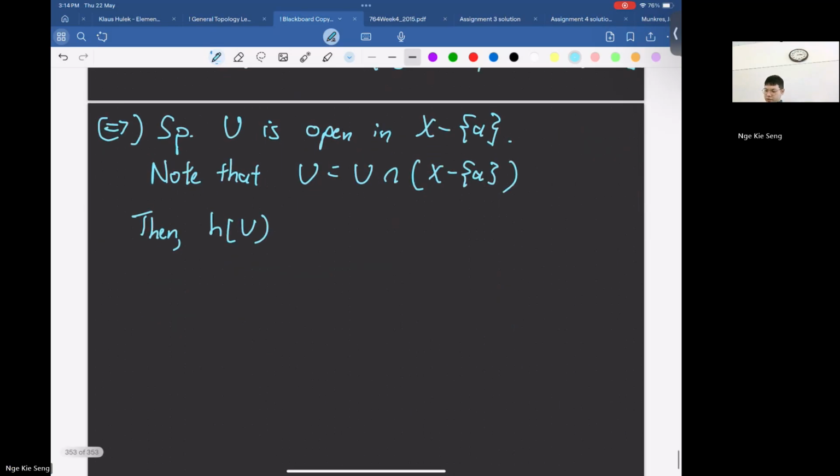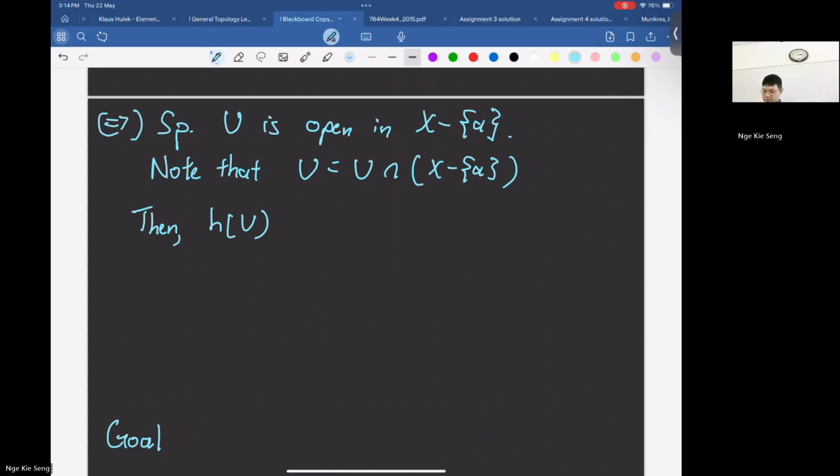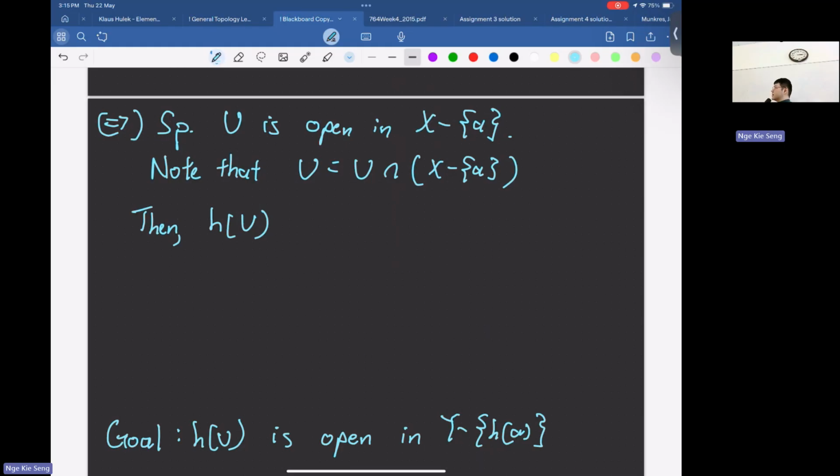H U is open in where? So what's our goal here? Our goal is H U is open in the punctured codomain. So what you do is you show that it is open in this subspace topology. Also H U can be written as H U intersect this punctured codomain here. I think the proof is quite trivial. This demonstrates how useful set theory is. I don't need to copy, you just have a read.